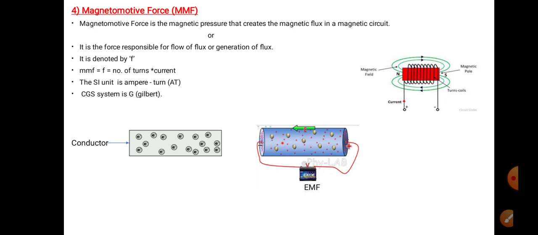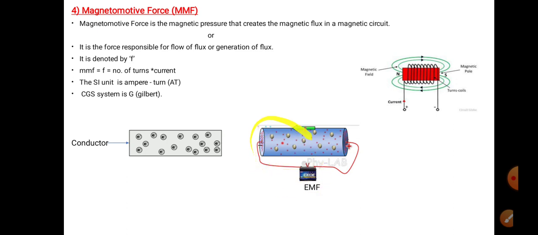Now, the fourth one is the magnetomotive force, that is MMF, which is denoted by F. Okay, so this magnetomotive force is the magnetic pressure that creates the magnetic flux in the circuit. So let me explain one thing. Here we can see this is a conductor, and this conductor is at rest. So the electrons in the conductor are also at rest. If you want to move these electrons, then we have to apply pressure. Okay, and this pressure is nothing but the EMF.